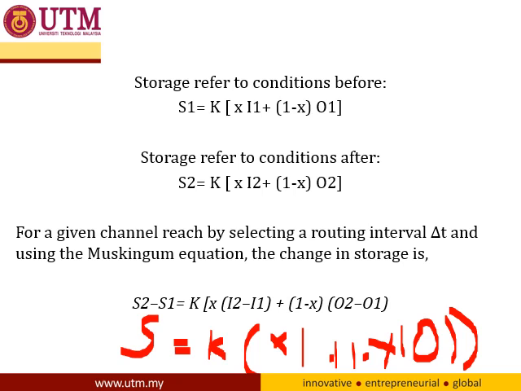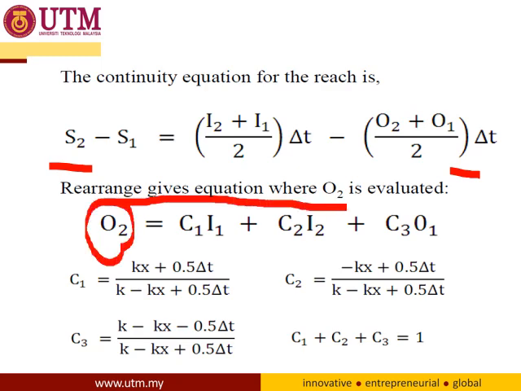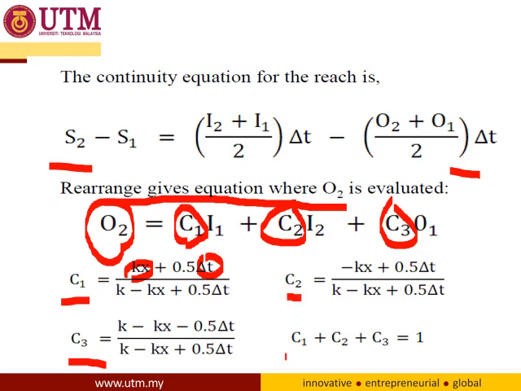So this is like the continuity equation. Remember the continuity equation here. If we rearrange the equations where O2 is evaluated, we want to find O2, we get some constants here. So K, X, and the difference in time, we simplify in terms of C. You will know why we use this. It's for the steps of the calculation later.